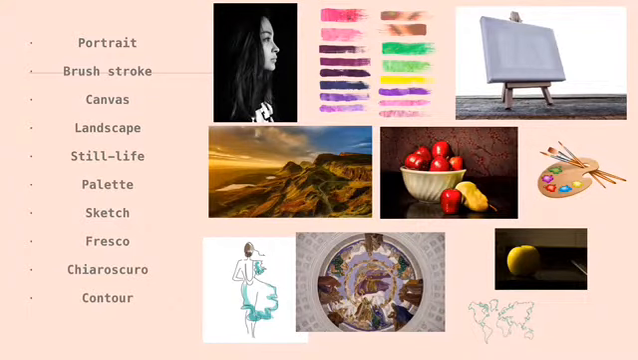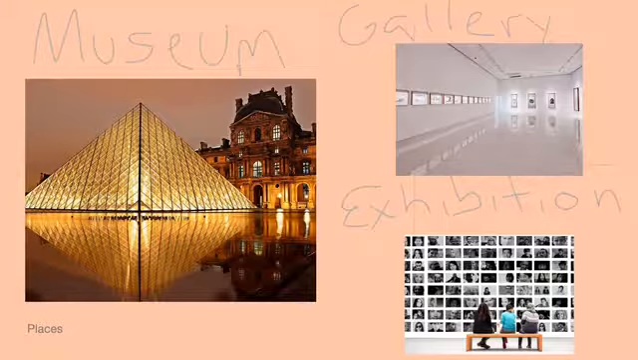Here we have another extra vocabulary like portrait, brushstroke, canvas, landscape, still life, palette, fresco, and others that you can find in the right order here in the images. Okay, well guys, also we can find different places where we can find these masterpieces, these paintings, mainly in the museums, galleries, and exhibitions. These are the most typical places where you can find these kind of things.